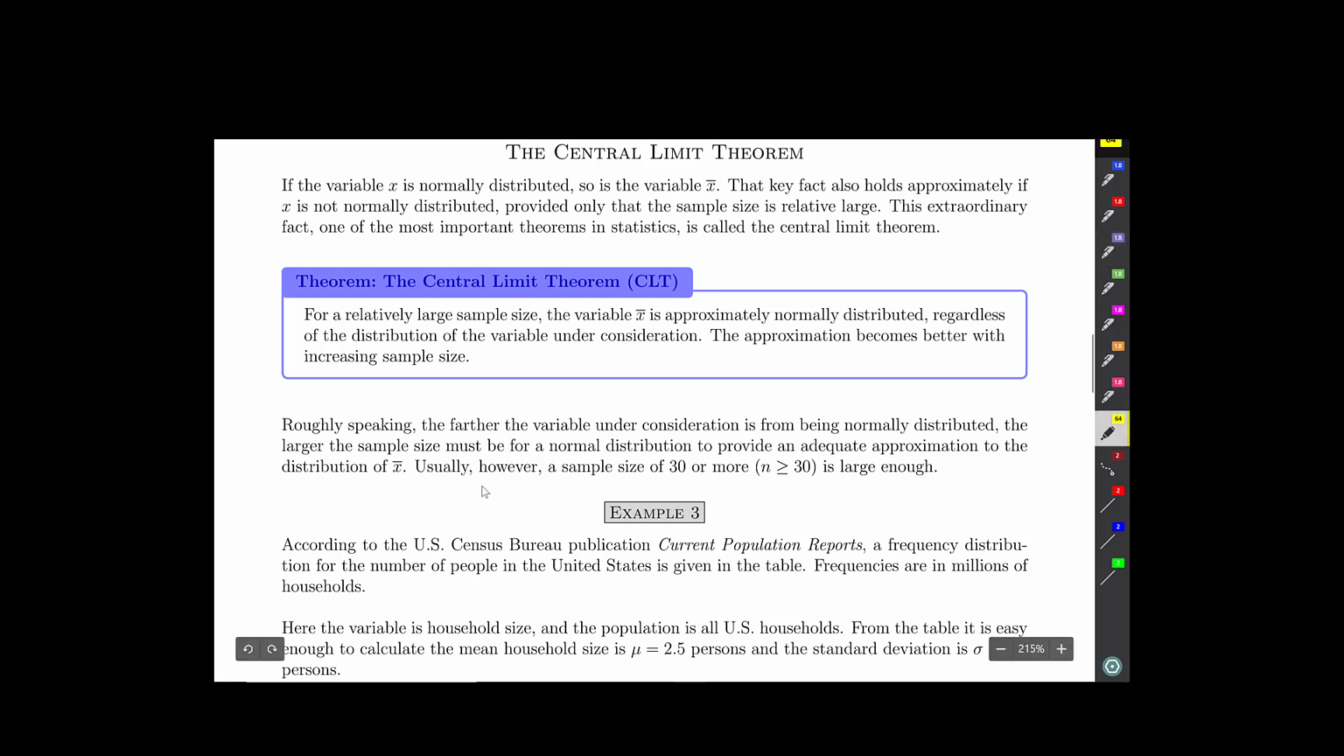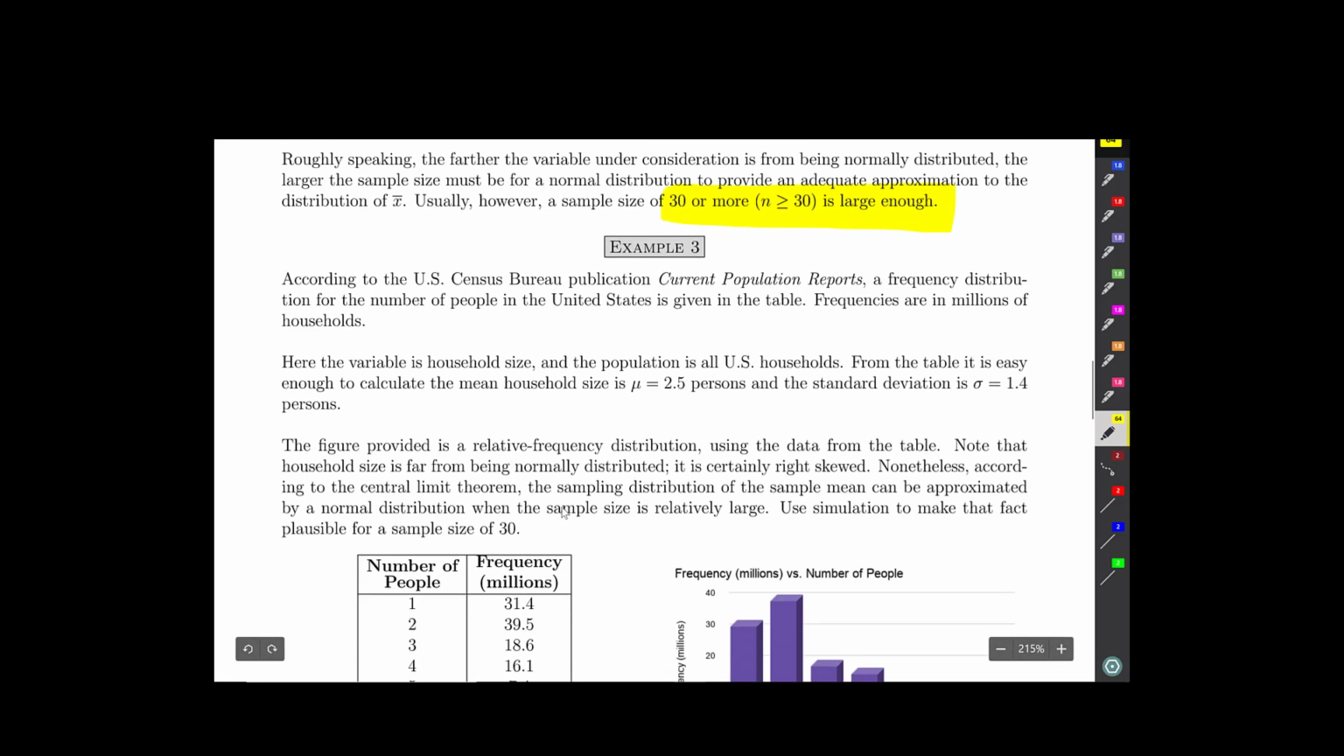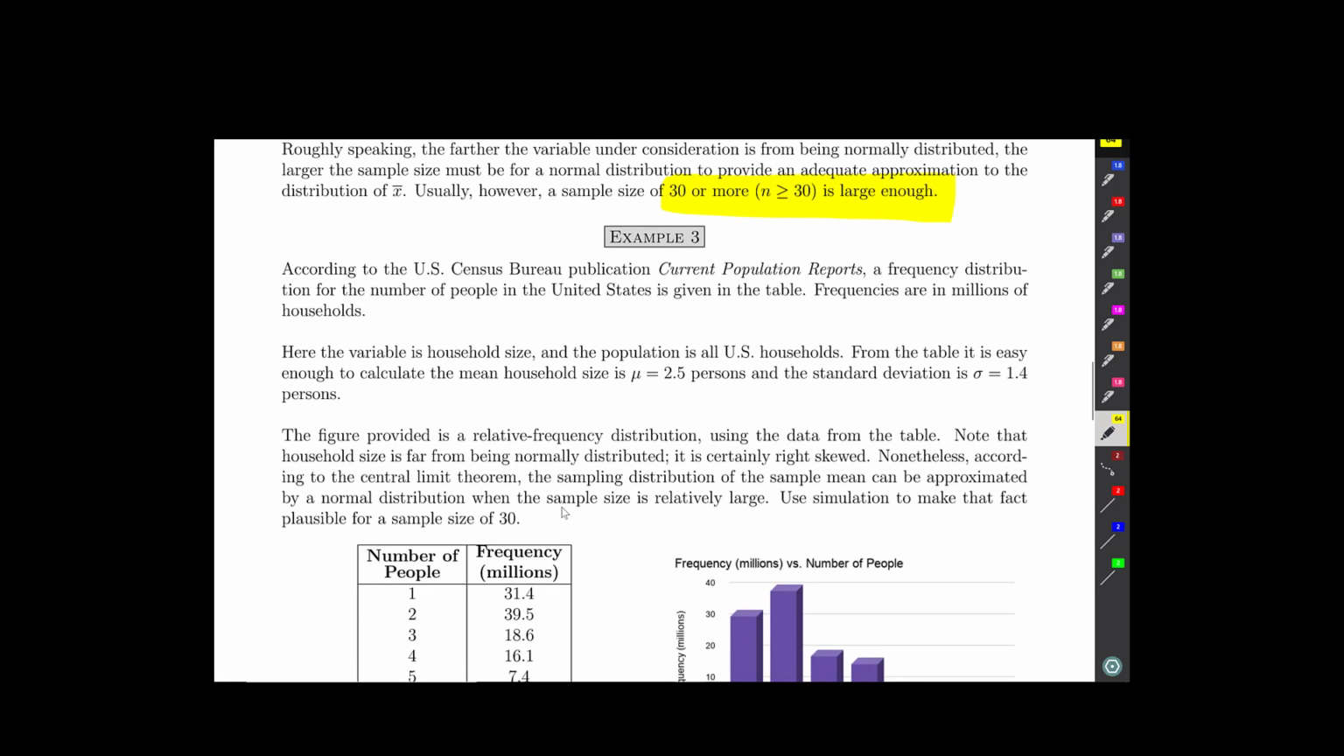When we are talking about relatively large, though, what I would like for you guys to consider is that we're talking about typically 30 or more as the size of our sample. With example 3, we're talking about the population of U.S. households. So it says, according to the U.S. Census Bureau, a frequency distribution for the number of people in the United States is given. The frequencies are in millions of households. So here the variable is household size, and the population is all U.S. households. From the table, we can calculate the mean household size to be mu equal to 2.5 persons, and the standard deviation is 1.4 persons.